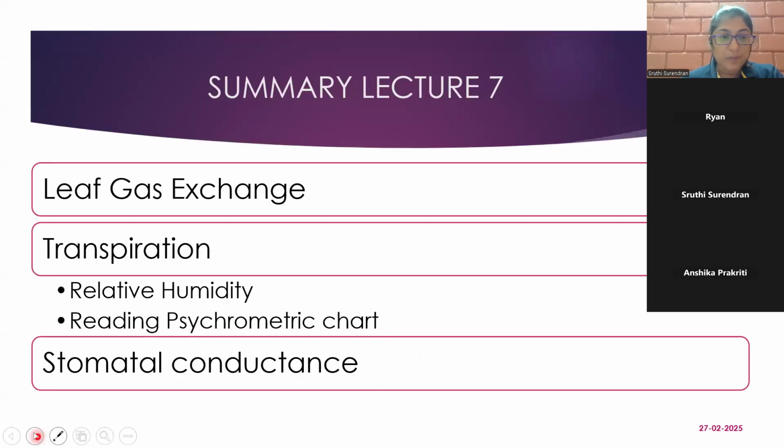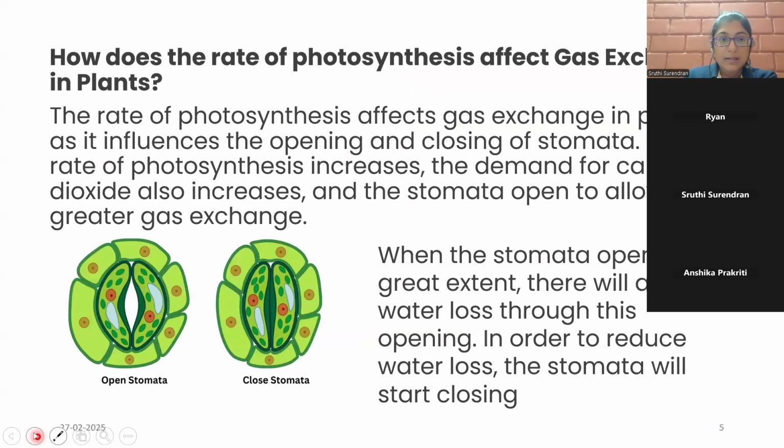So, one of it is the physiological process called transpiration. And associated with transpiration, we talked about relative humidity and reading a psychrometric chart that helps us in obtaining all the required values associated with humidity and temperature. And we also began with what is called stomatal conductance.